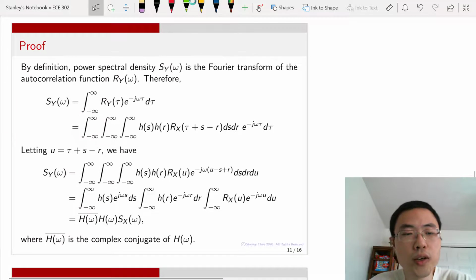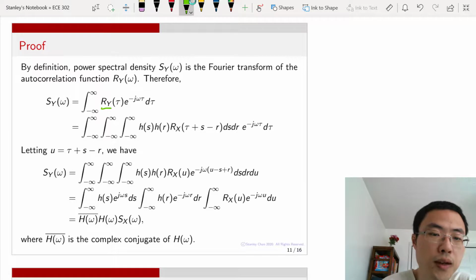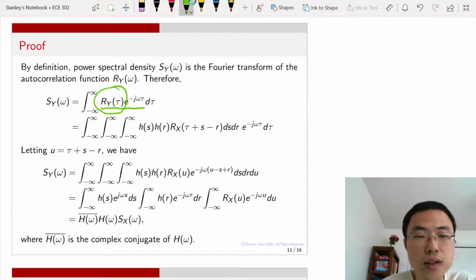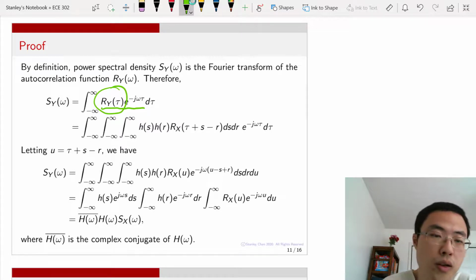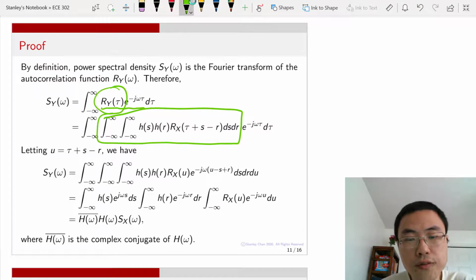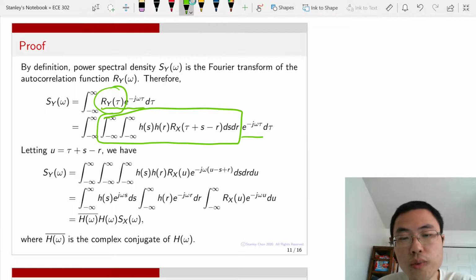So how do we prove it? The proof is literally just taking the Fourier transform of your Ry, as I'm showing you here. Now, of course, your Ry is complicated. It is a double integration in s and r. But let's just write down the equation and then do some substitution. When you write down the double integration of Ry, you notice that it is an integration in terms of s and r. There is another thing outside, which is e to the power minus j omega t, and this is your Fourier transform.